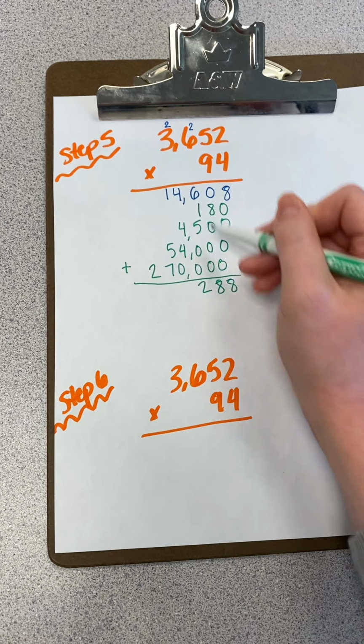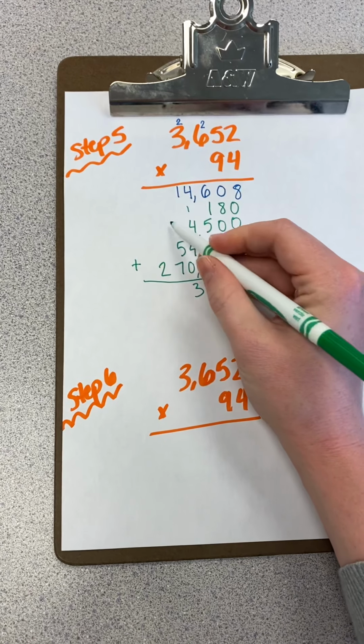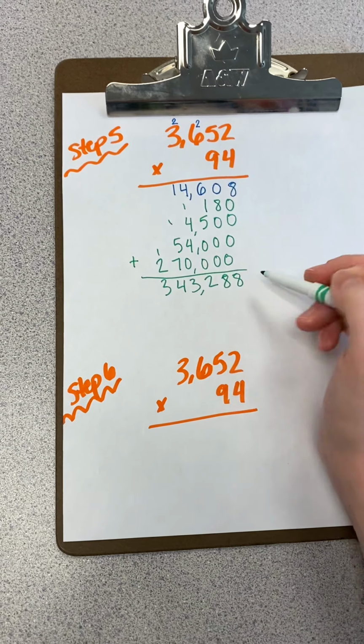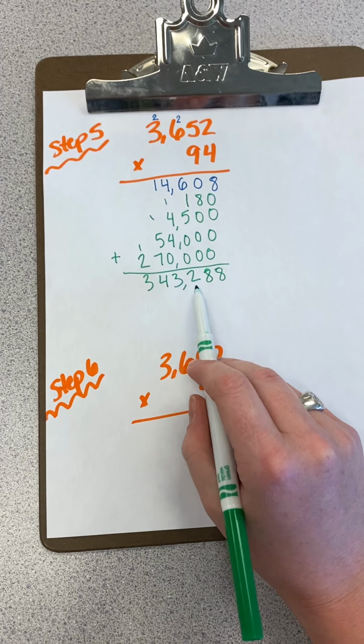And so now I can add everything together, and I get an answer, or a product, of 343,288.